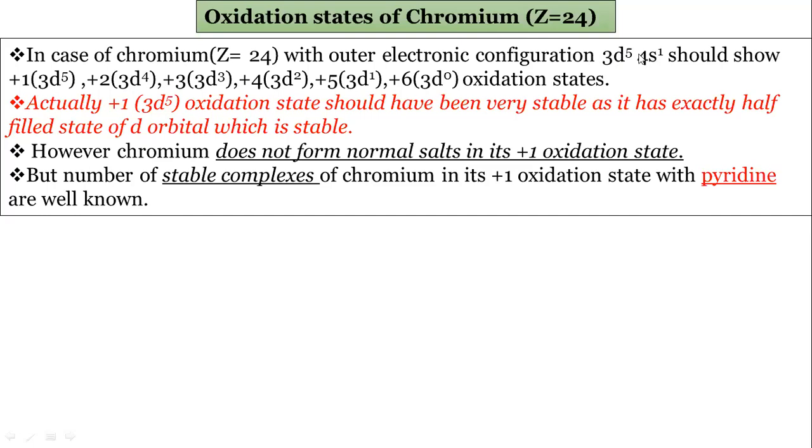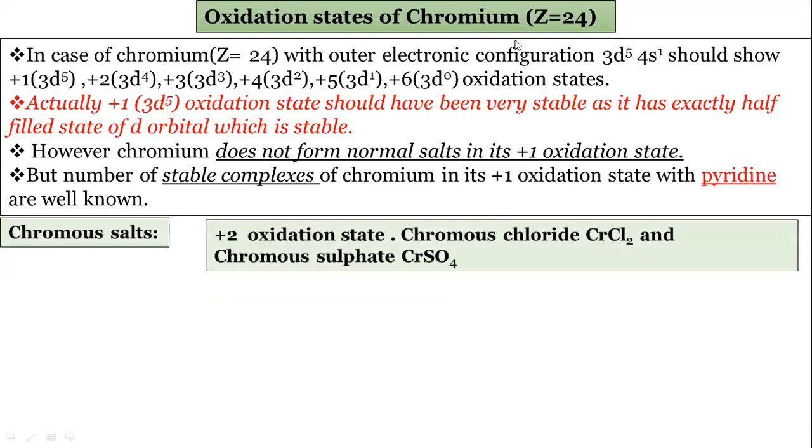Only one compound is there in the +1 oxidation state, with pyridine. So chromium shows only one complex in which it has the +1 oxidation state.